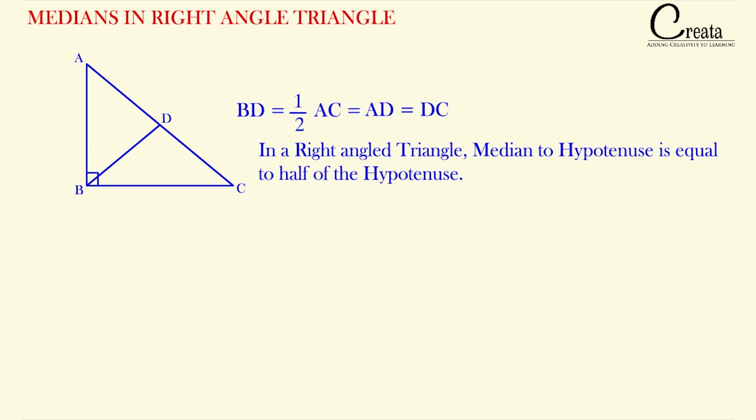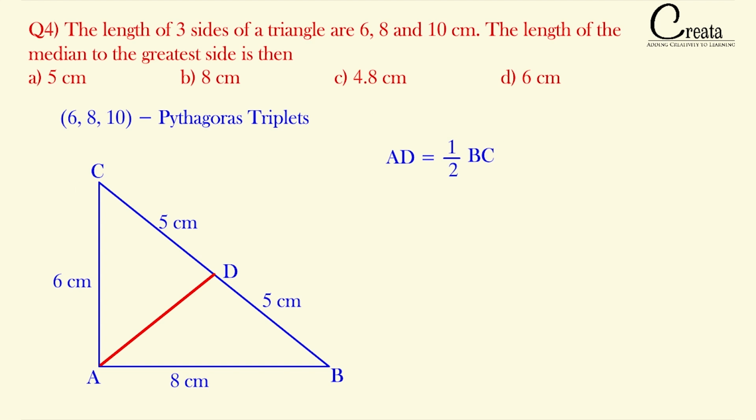That is, in a right angle triangle, the median to the hypotenuse is equal to half of the hypotenuse. It means the median connecting to the hypotenuse in a right angle triangle is equal to half of the hypotenuse. AD is equal to half of the hypotenuse, and we know half of the hypotenuse is 5 centimeter. So the length of the median will be equal to 5 centimeter. That is the answer of the question. Got it? Very straightforward question.